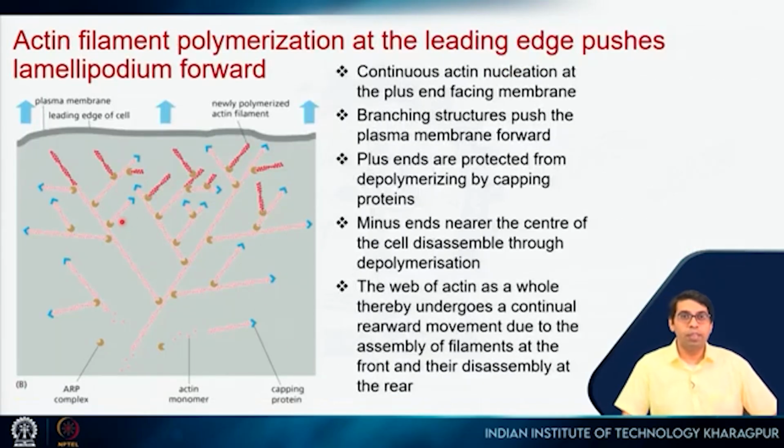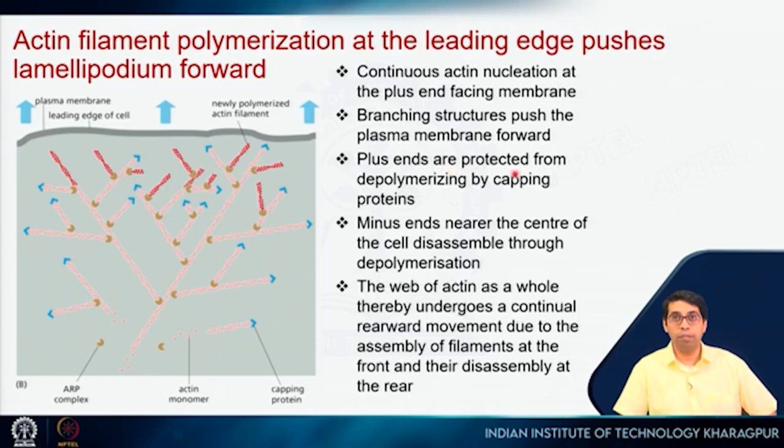So, the same event is shown with more details. Actin filament polymerization at the leading edge pushes the lamellipodium forward. So, this is the lamellipodium that we saw, that was the protrusion. So, there is continuous actin nucleation at the plus end facing the membrane. So, this will be the plus end, these are the minus ends. Branching structure pushes the plasma membrane forward. So, there are actin filaments in this direction, there are actin filaments in this direction. So, these are all pushing the plasma membrane forward.